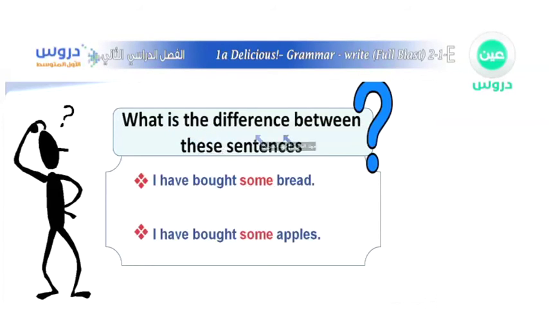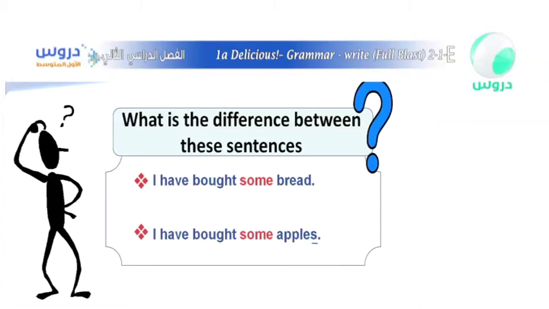Okay, so can you tell me what is the difference now between these sentences? You see, I have bought some bread. We have learned it. It's uncountable, so that's right. But in this case, they said, I have bought some apples. What is the difference, guys? We have just said that we cannot use the word some with apple. Why did we use it with apples? Well, that's right, because we have the letter S here, because it's a plural word.